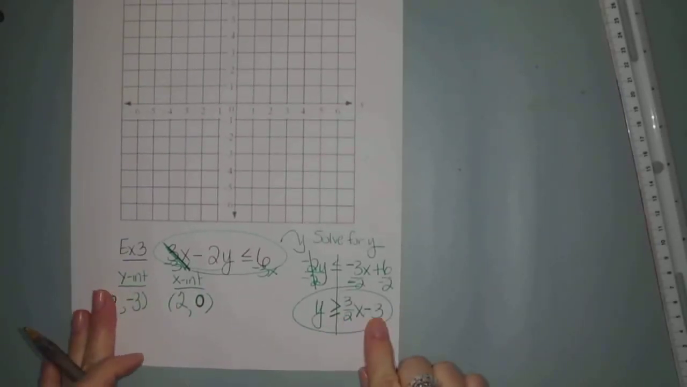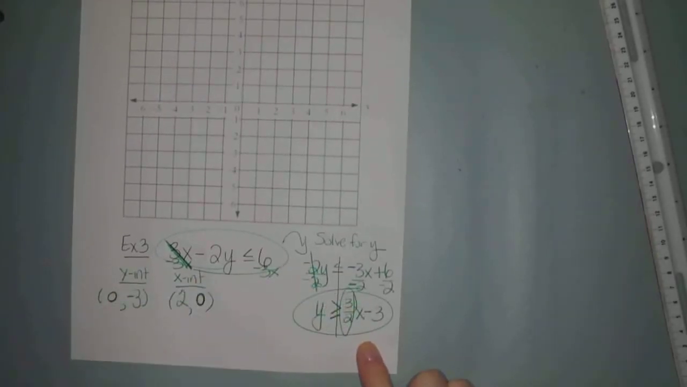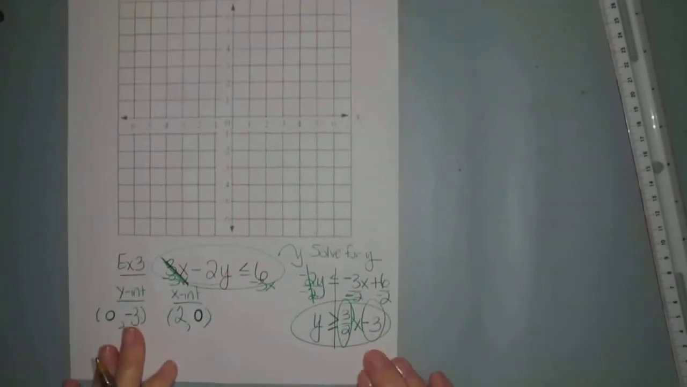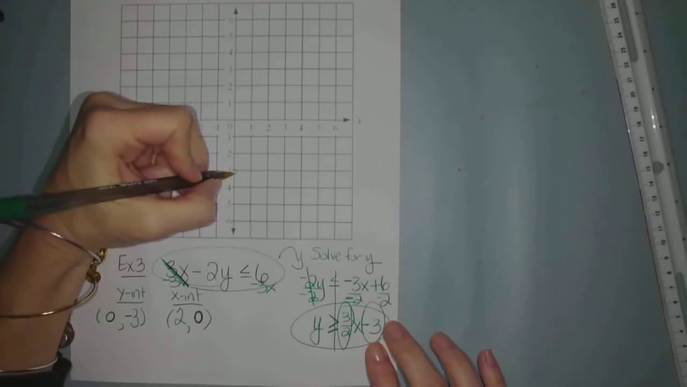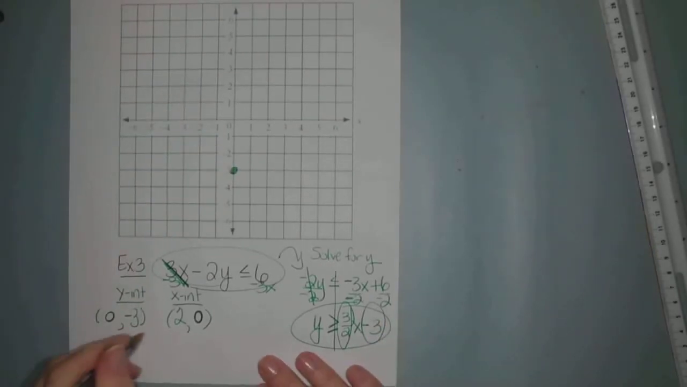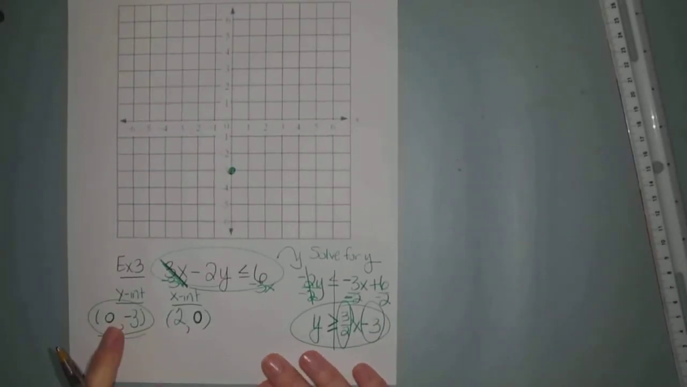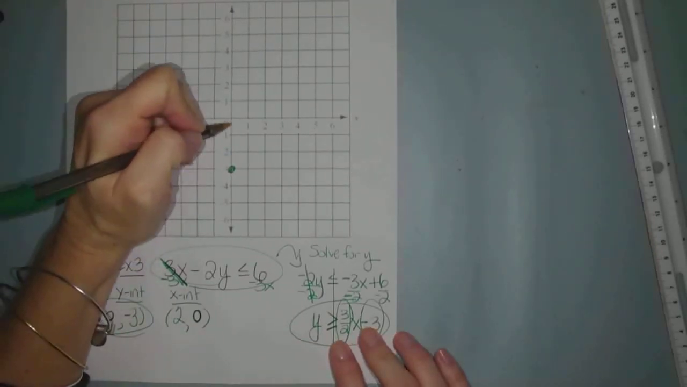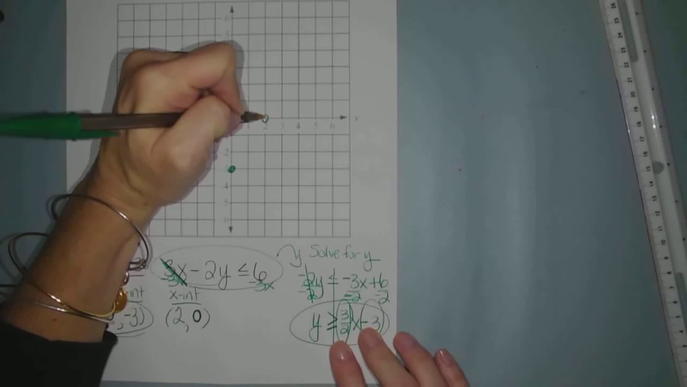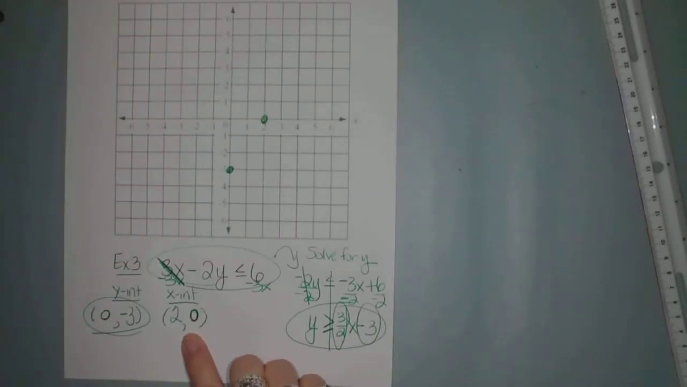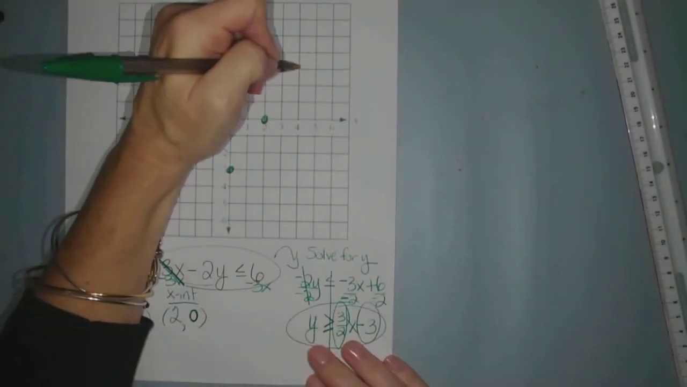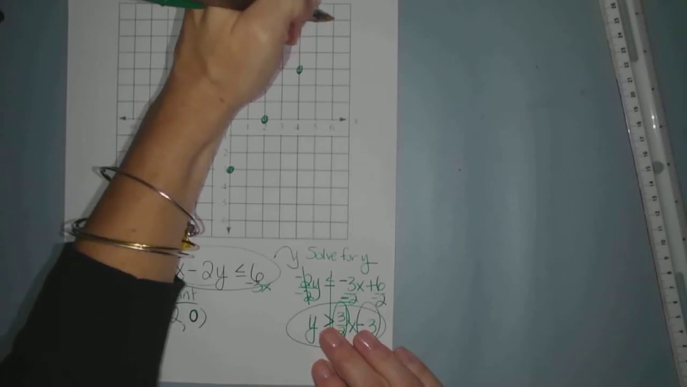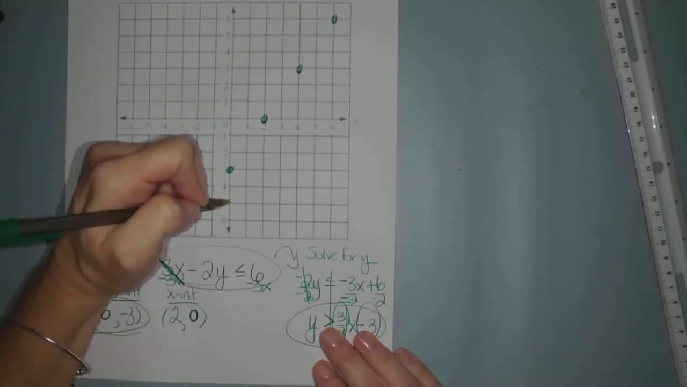So for this guy right here, my m is 3/2, and my y-intercept is negative 3. So I'm going to start at negative 3, which you can see right there, y-intercept 0, negative 3. I'm going to rise 3, 1, 2, 3, and run 2. Boom, right there's the x-intercept, 2, 0. I can go the other way, too.